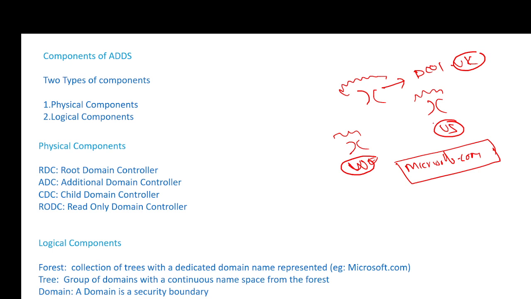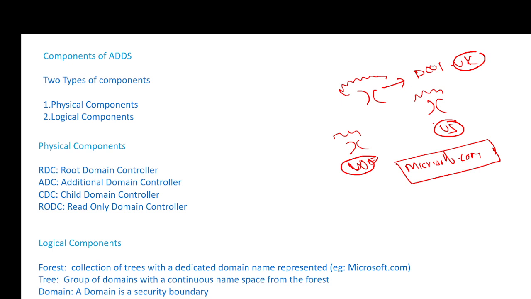Forest means a collection of trees with a dedicated domain namespace. The namespace here is Microsoft.com. Why a dedicated namespace? Because every other tree's name also ends with the same, like Western Europe.Microsoft.com, US.Microsoft.com. Everywhere the Microsoft.com continuous namespace is coming, and that is called a forest. Tree means a group of domains with a dedicated namespace, and domain means it's a security boundary.